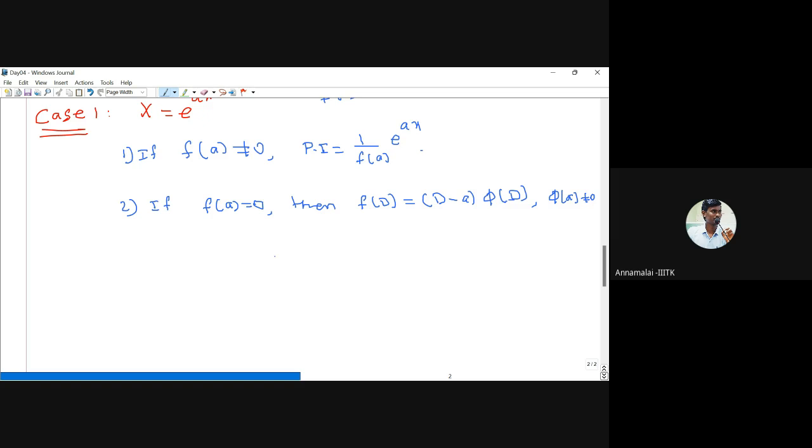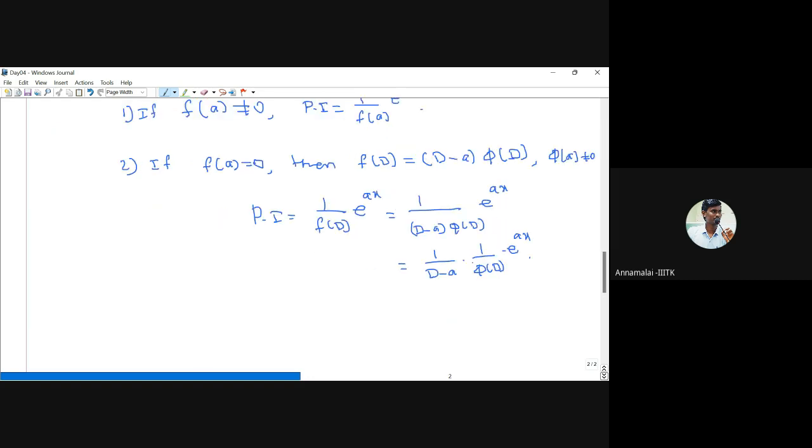Now in this case, what is the particular integral? It's nothing but usually 1 by f of d into capital X. But here capital X is nothing but e power ax. But f of d can be factored into d minus a into psi of d into e power ax. So now we can look at this as 1 by d minus a into 1 by psi of d into e power ax.